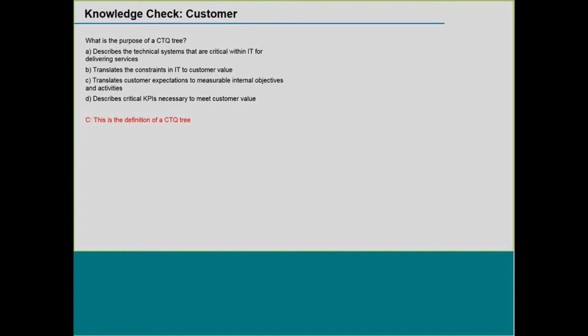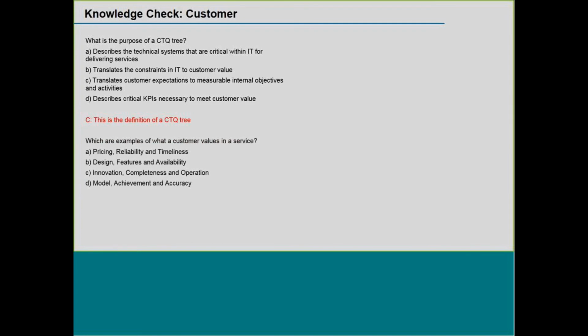That's actually going to be C here. And this is the definition of the CTQ tree, right? It's translating what our customers want from us and breaking it down to that attribute level so that we can manage that on an ongoing basis.